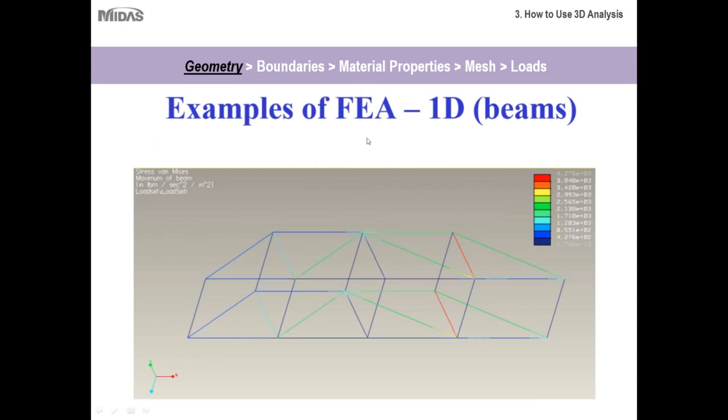Okay, so here's an example of a pure 1D element analysis. So this is just a simple truss. As you can see, the project geometry itself is very simple, and I believe this is the stress in each member. So you can get the stress, the strain, the axial forces, and the moments if you use these 1D elements here.